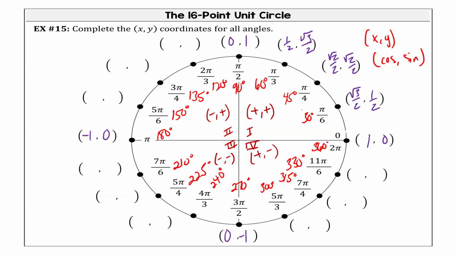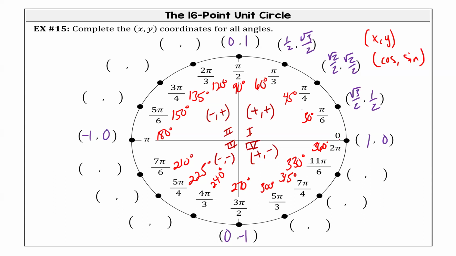As long as you know this, you can fill in the rest of the ordered pairs. That's because they mirror what's happening in quadrant 1. Okay? Every angle that has the same reference angle will have the same ordered pair. Does that make sense?